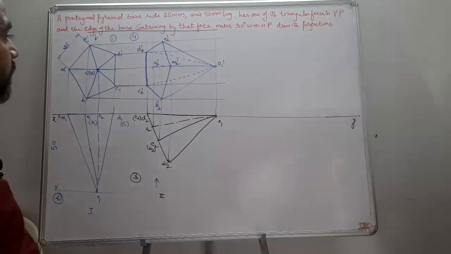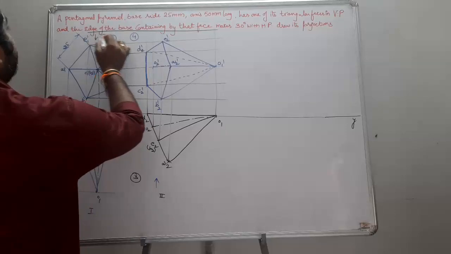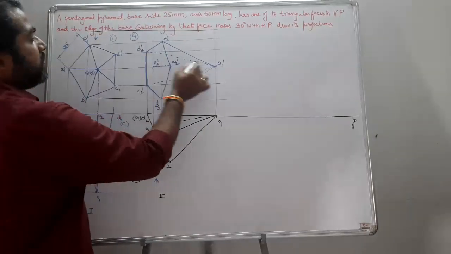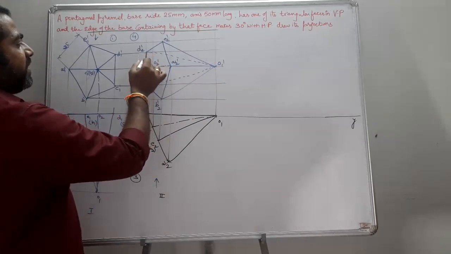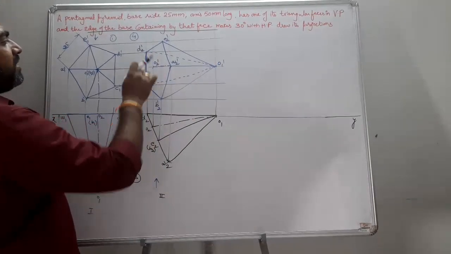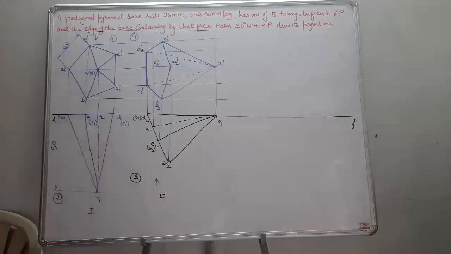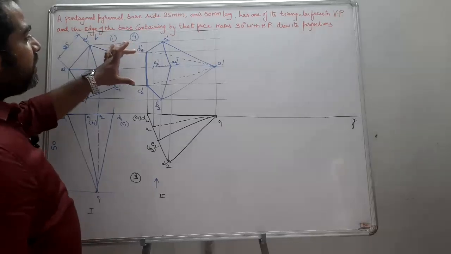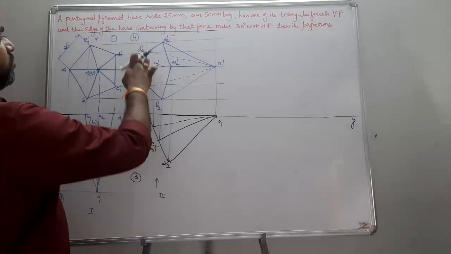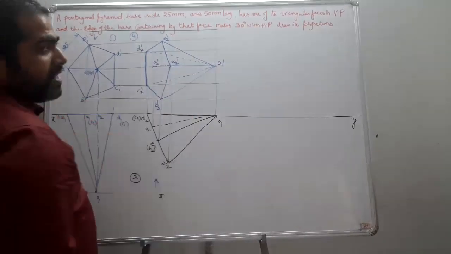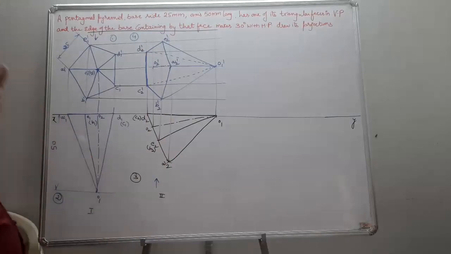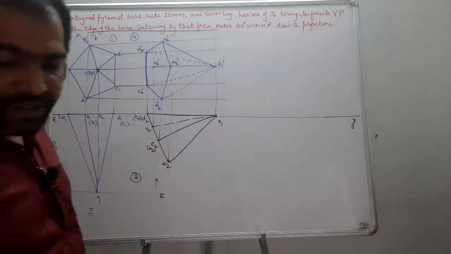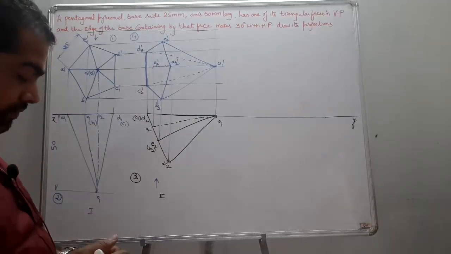Next, the edge of the base containing that face means this was the face. The edge of the face containing it is nothing but the edge DC. This edge is going to be tilted at an angle of 30 degrees with the HP. That means you are supposed to reconstruct the figure in such a way that this edge is to be on the 30 degrees line. This edge, that is D dash C dash, is to be on the 30 degrees line. So simply I just reconstruct the figure. Let us see.